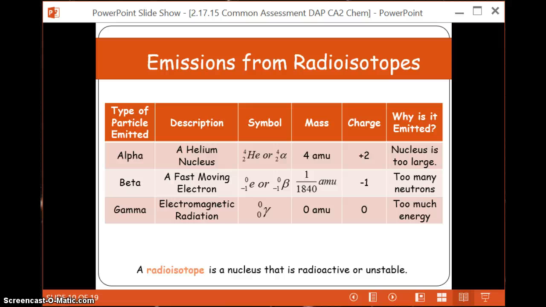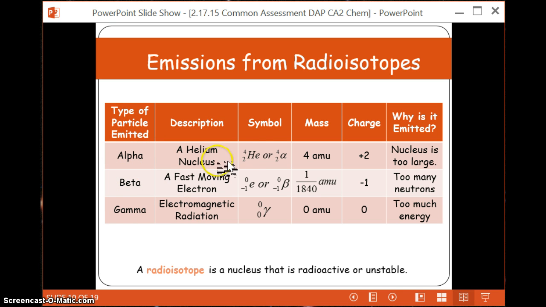There won't be a ton of questions on nuclear, maybe 2 or 3. I just thought it'd be something that would be easy to go through right now. There are 3 types of electromagnetic radiation: alpha, beta, and gamma.